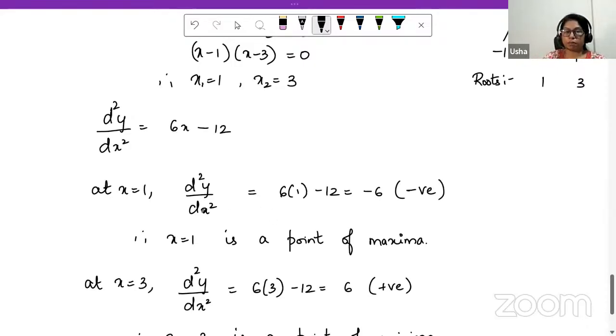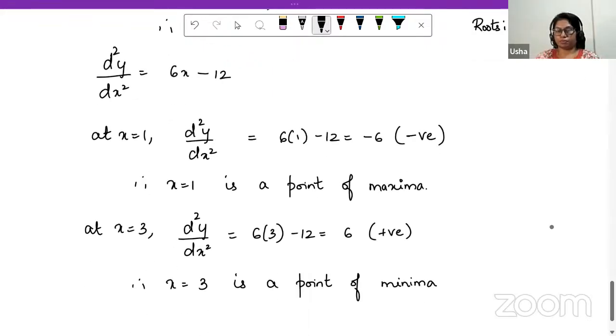Suppose d square y by dx square is equal to 0. Then you should write that it is neither a point of maxima nor minima.